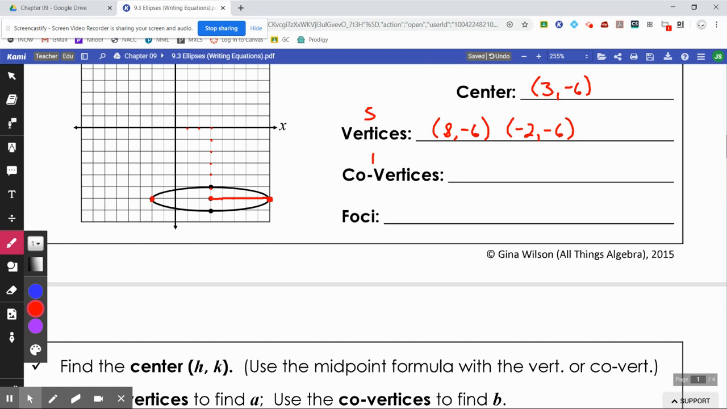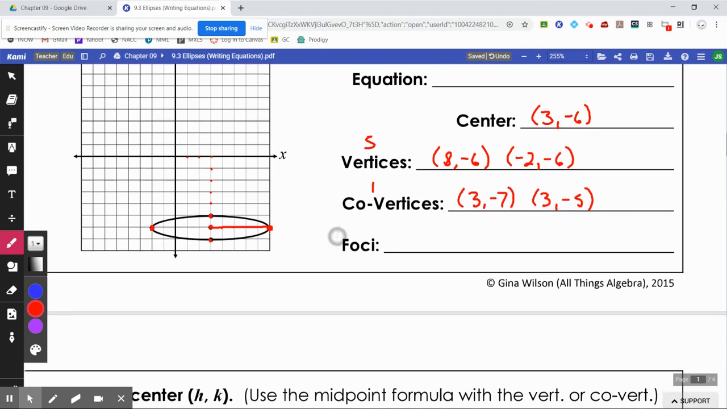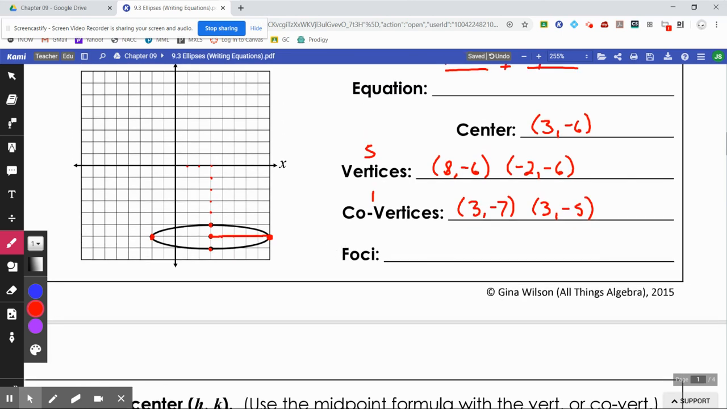Our co-vertices are going to be up 1 and down 1 from our center. So that's going to be (3, -7) and (3, -5). And again, you can either count to there or just do that as well. For the distance to our foci, a squared minus b squared equals c squared. It'll be 25 minus 1 is c squared, so 24 is c squared. So therefore, the distance will be 2√6.